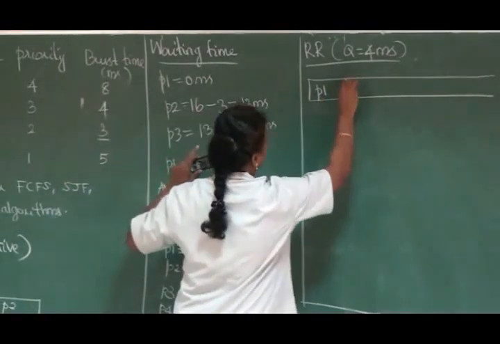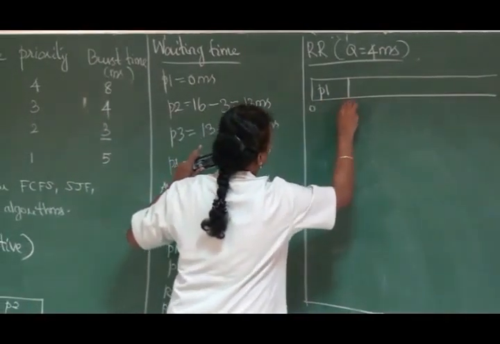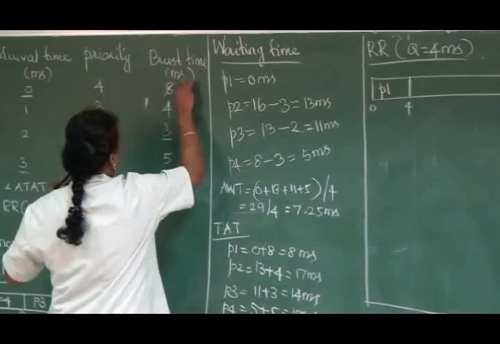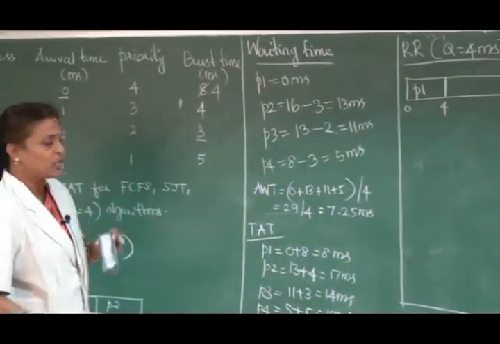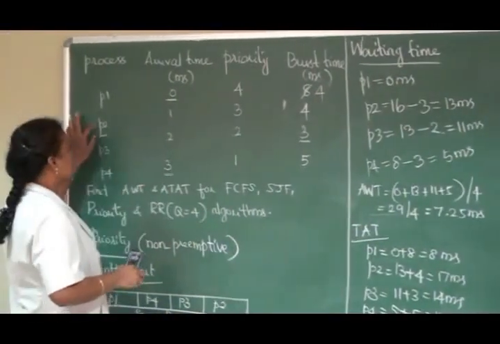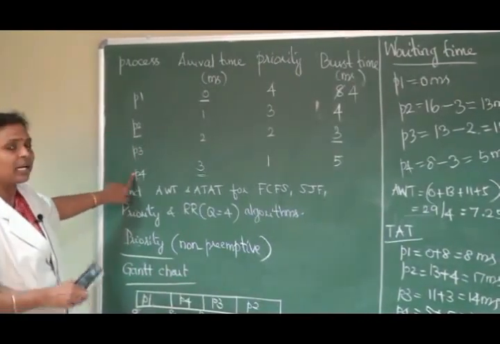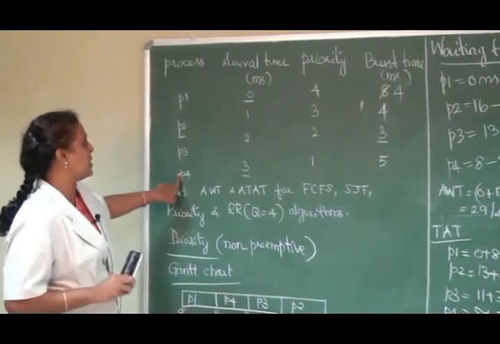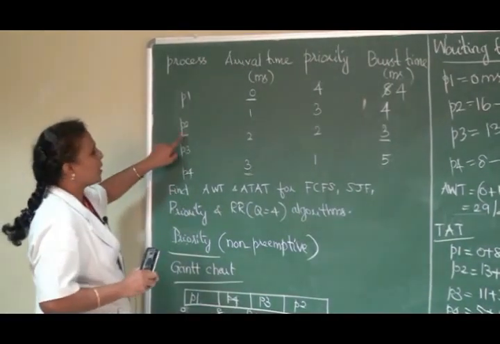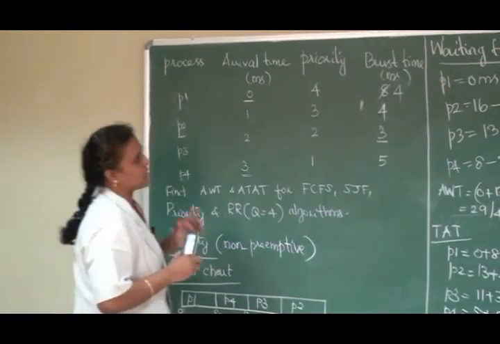So it can be executed for 4 milliseconds. So its remaining burst time is 4. Now in the 4th millisecond, it will check whether any other process has arrived. All 3 processes have arrived by the 4th millisecond. So the CPU will be allocated to the next process, P2.